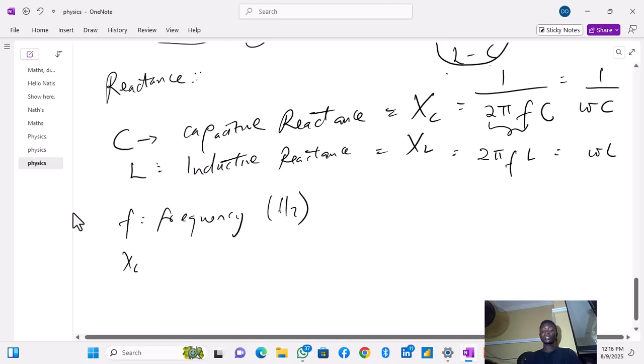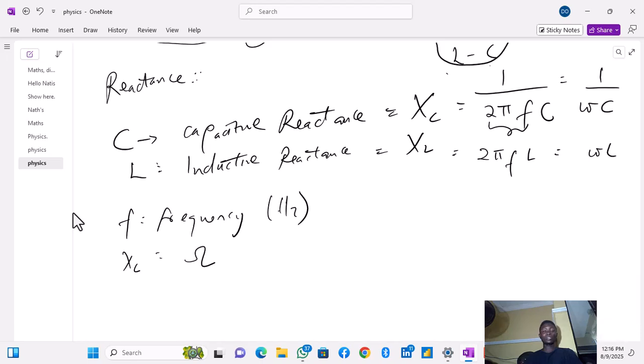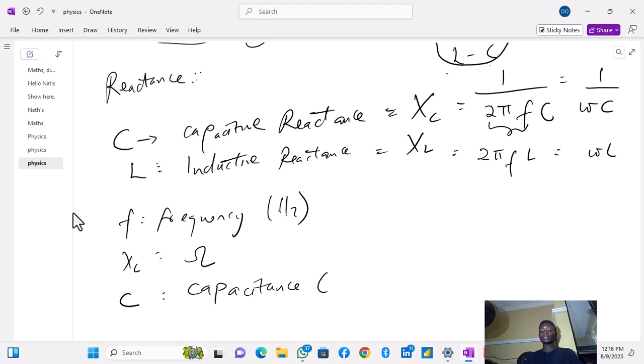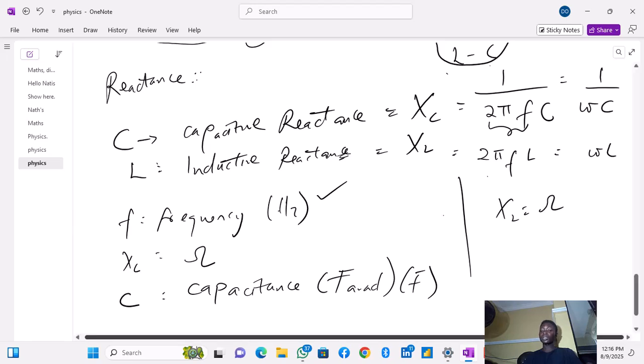XC is the capacitive reactance, measured in ohms because it is a resistance, and C is the capacitance of the capacitor, measured in farad. Just call it F. Also for the inductor, frequency is F, XL is the inductive reactance measured in ohms as well, and L is the inductance, measured in Henry. You can call it H.